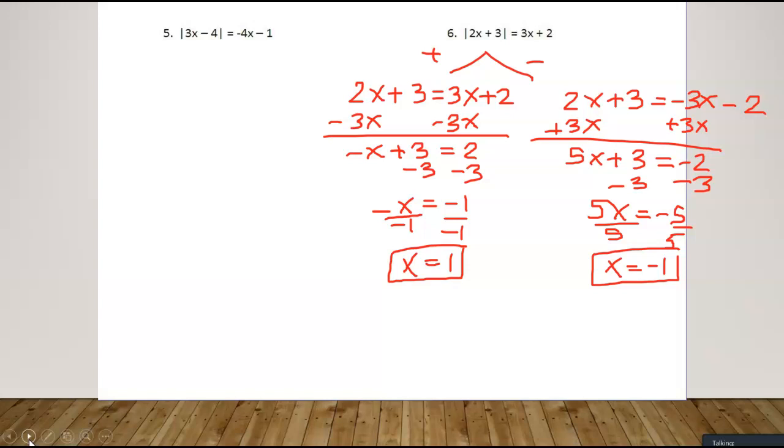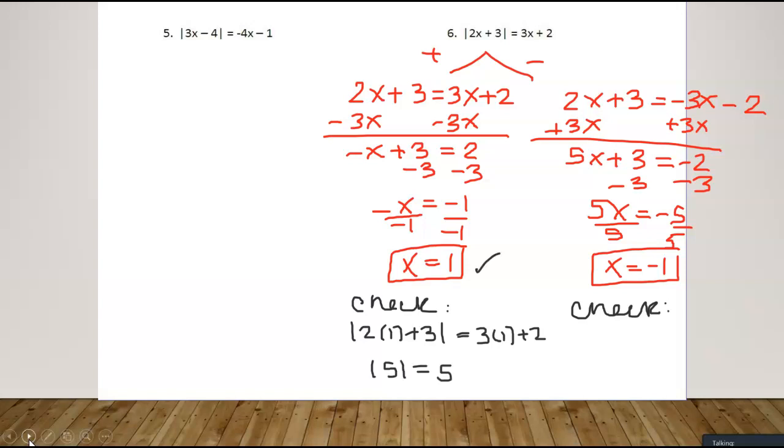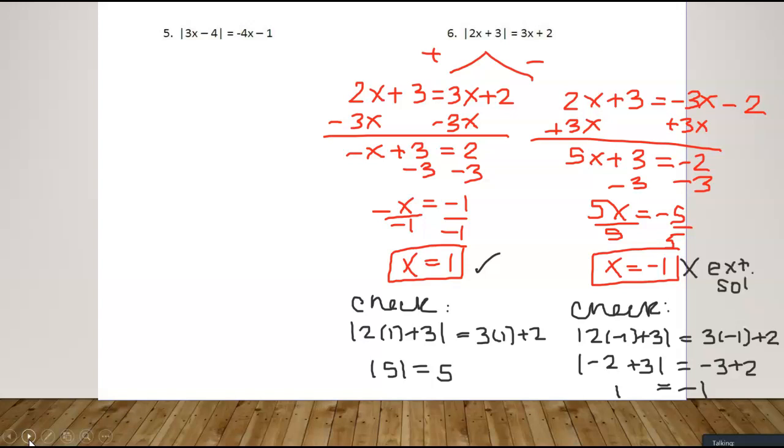So hopefully when you solved, you were able to also get 1 and -1. And then you need to check them. So 1 works because you get 2 times 1 plus 3 equals 3 times 1 plus 2. Checking -1, you get 1 equals -1. Since 1 does not equal -1, -1 fails and is an extraneous solution.